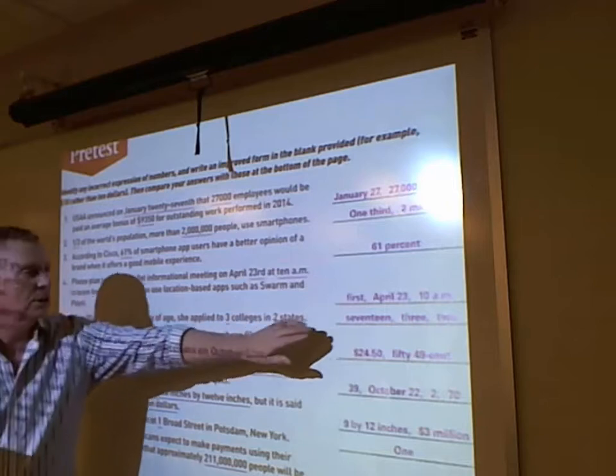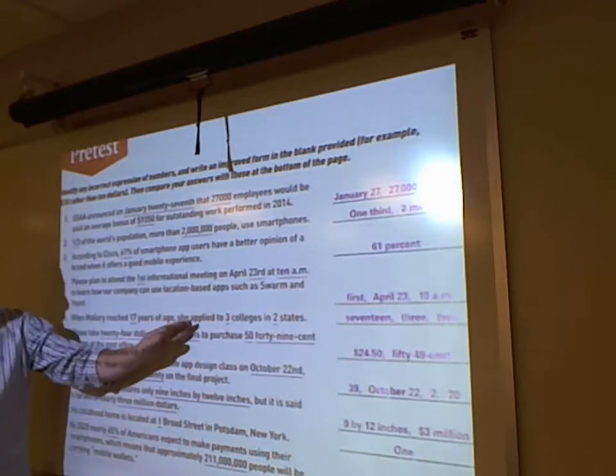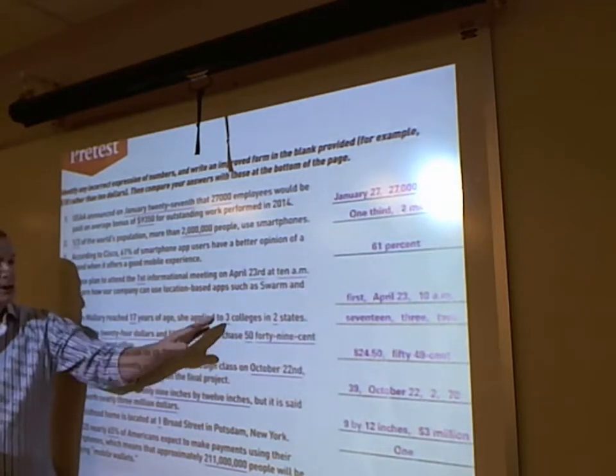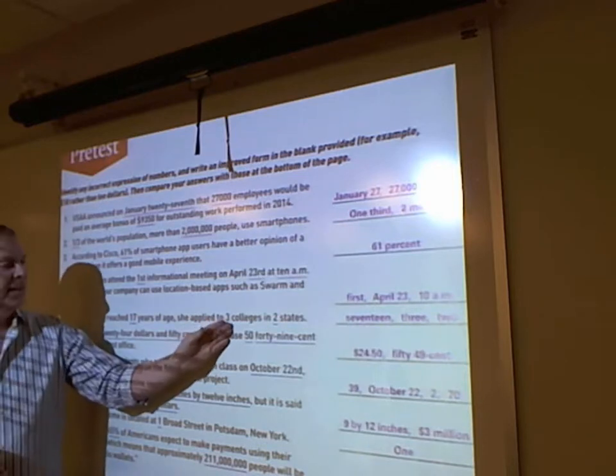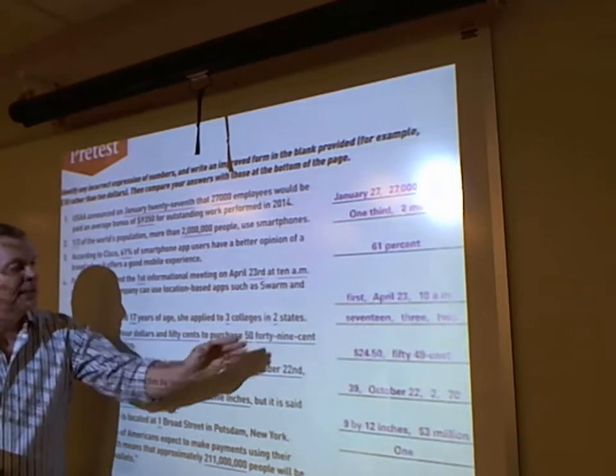And then we have 3 colleges in 2 states. Both those numbers are generic terms, and they're below 10, so they should be spelled out as words. 3, T-H-R-E-E, and 2, T-W-O, states.